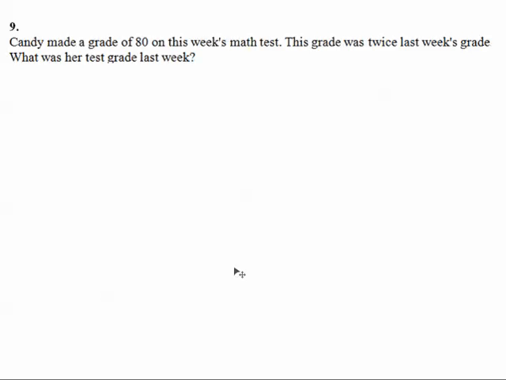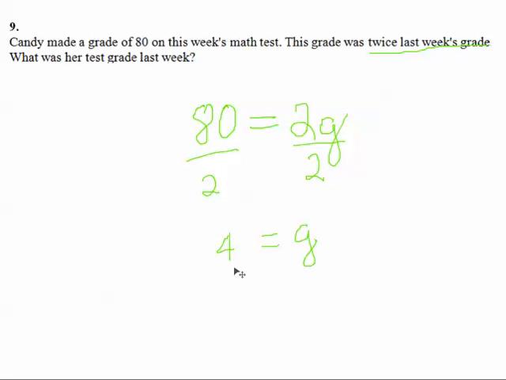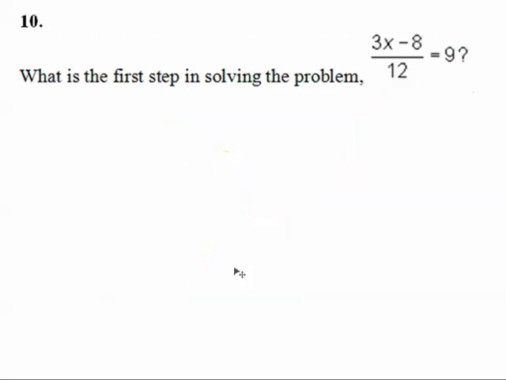Candy made a grade of 80 on this week's math test. This grade is twice last week's grade. What was her grade last week? Well, she made an 80 this week, and it is equal to twice the old grade. Cute equation, I think. 80 is twice the old grade. So divide both sides by 2, and then we see the old grade must have been a 40. I like the 80 better than the 40. You can kind of think of it after that, too. Is this grade twice? Is 80 twice of 40? Yes, of course it is.